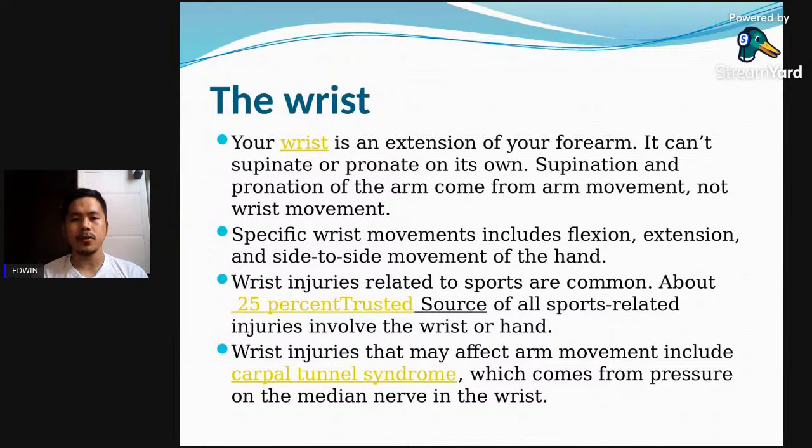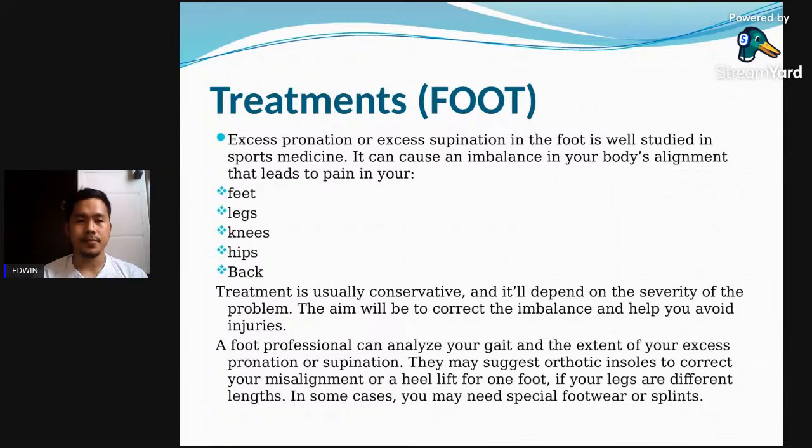Wrist injuries related to sports are common. About 25% of all sports-related injuries involve the wrist or hand. Wrist injuries that may affect arm movements include carpal tunnel syndrome, which comes from pressure on the median nerve in the wrist. Treatment for foot.